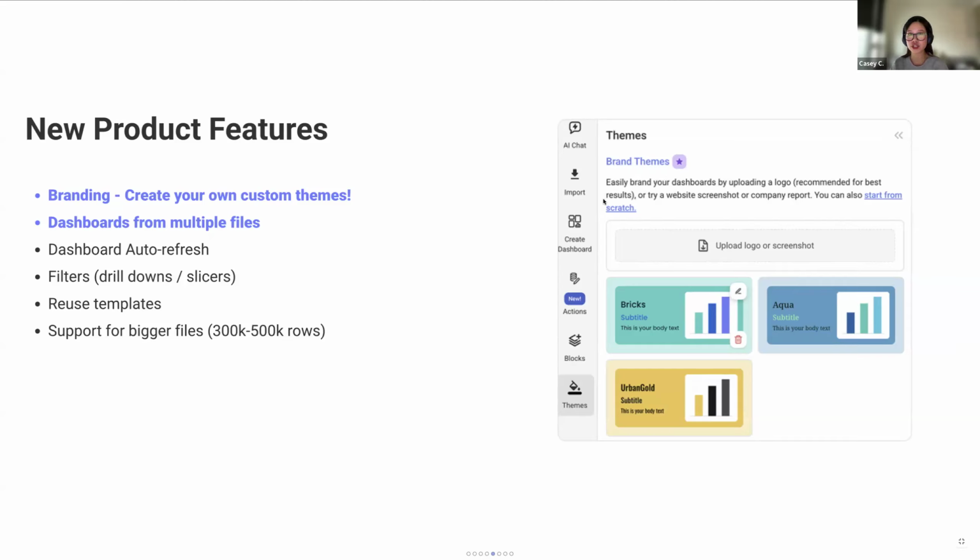We also have auto refresh. So whenever you manipulate or edit your data, your dashboard will automatically update. You can apply filters, so drill downs and slicers, onto your dashboard. And if you're really happy with your final dashboard, you can reuse it as a template, so you can basically swap it out to a new data set. We also introduced support for bigger files, so now we can accommodate up to 300K to 500K rows.